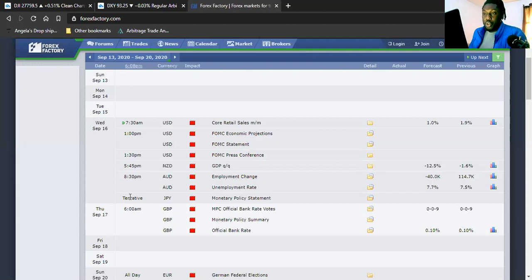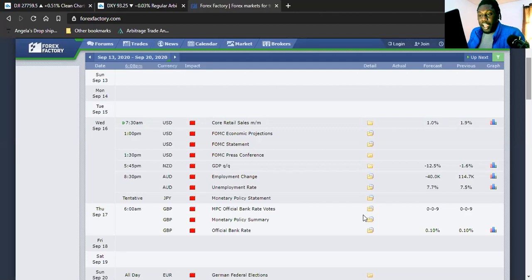New Zealand dollar at 5:45 p.m. Central Standard Time, that's for GDP for the New Zealand dollar. And we have Australian dollar employment change and unemployment rate. JPY has a monetary policy statement, which is tentative. So that means it could be throughout the whole day, I suppose.